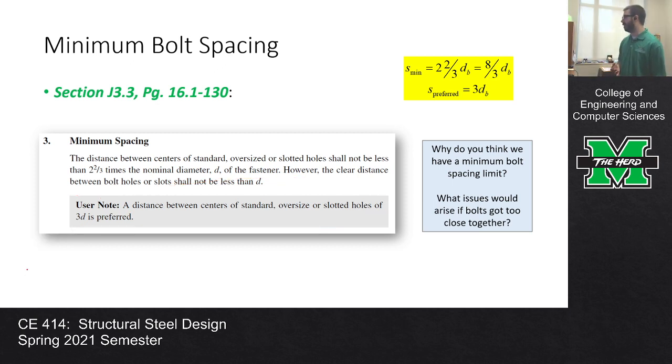I'm curious though, because this is a class and I do want a little bit of interaction. Why do you think this limit exists? Like, who cares if the bolts get too close together? What do you think issues would arise if the bolts got too close together? And nothing to do with strength. It has nothing to do with strength. So if you start saying that the connection gets weak or isn't able to hold up the load, that's not what we're talking about here.